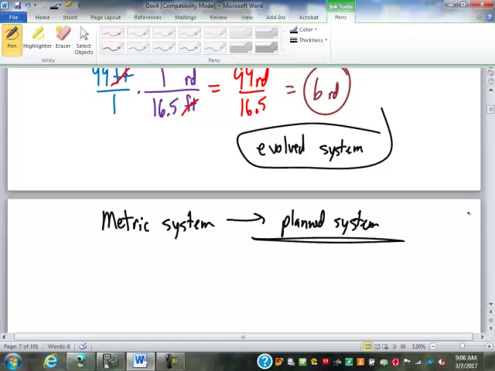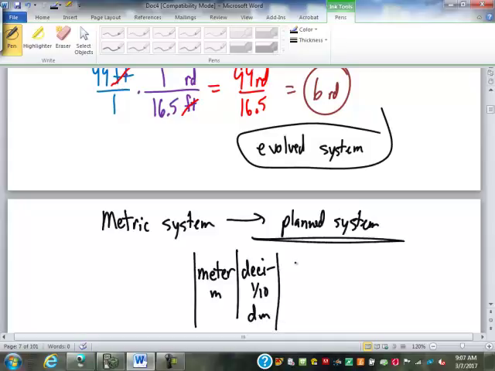So the way they fixed that was there's only one unit of measurement in each metric measurement. So meter is the only unit of length, abbreviated M. If you needed to measure something smaller than a meter, they use metric prefixes. Deci stands for 1/10. So decimeter, which is abbreviated DM, is 1/10 of a meter. Centi stands for 100th. So cm, which is a centimeter, is 100th of a meter. Milli is 1/1000th. So a millimeter is 1,000th of a meter.